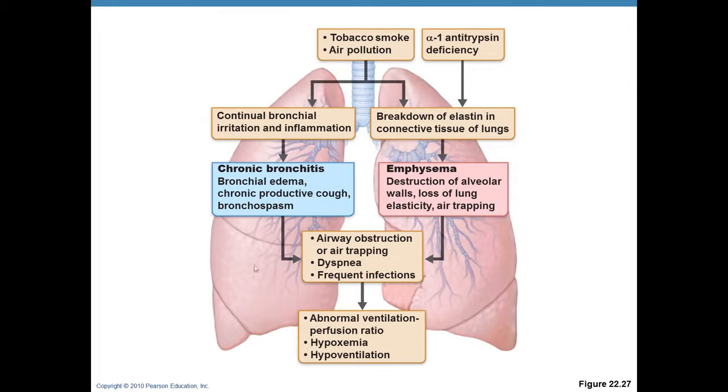Oh, there's also a genetic defect that can lead to emphysema as well. It's called an alpha-1 antitrypsin deficiency.